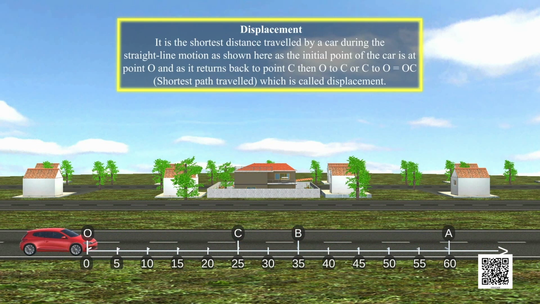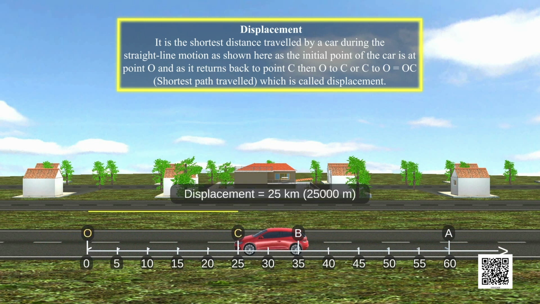Displacement. It is the shortest distance traveled by a car during the straight line motion. As shown here, the initial point of the car is at point O, and as it returns back to point C, then O to C or C to O equals OC, the shortest path traveled, which is called displacement. OC equals 25 kilometers.